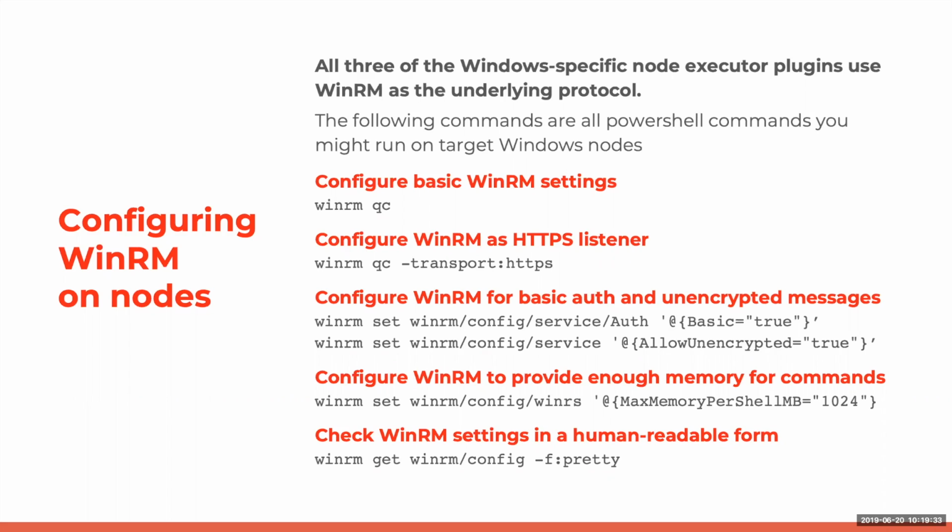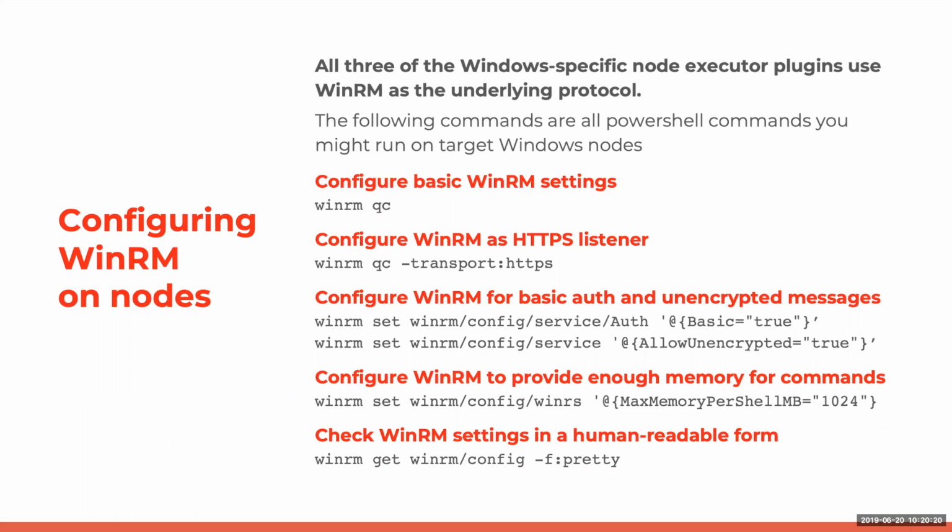The second command essentially is going to turn on HTTPS as a listener so that you can have secure HTTPS connections to that node. There may be other pieces you need to turn on, but that's turning on the basic transport. The next set of commands are ones that turn on basic authentication and unencrypted messages. Obviously, this is not what you want to do in a production environment, but if you're in a test environment and want to enable the basic connectivity to see how it's working before you lock it down further, these are commands that would work well in that scenario.